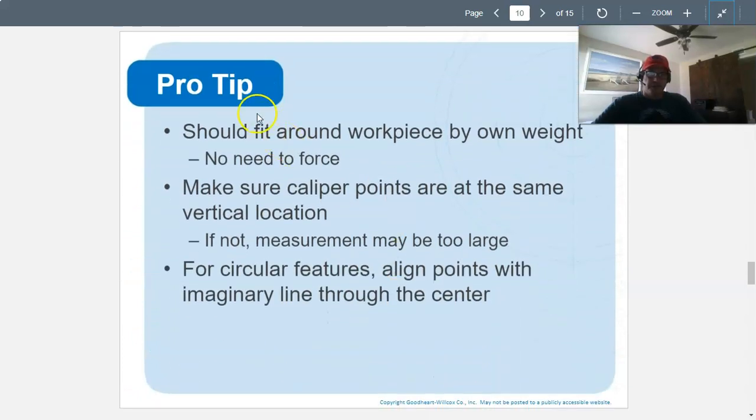And then this is a good pro tip regarding calipers and really other measuring devices.